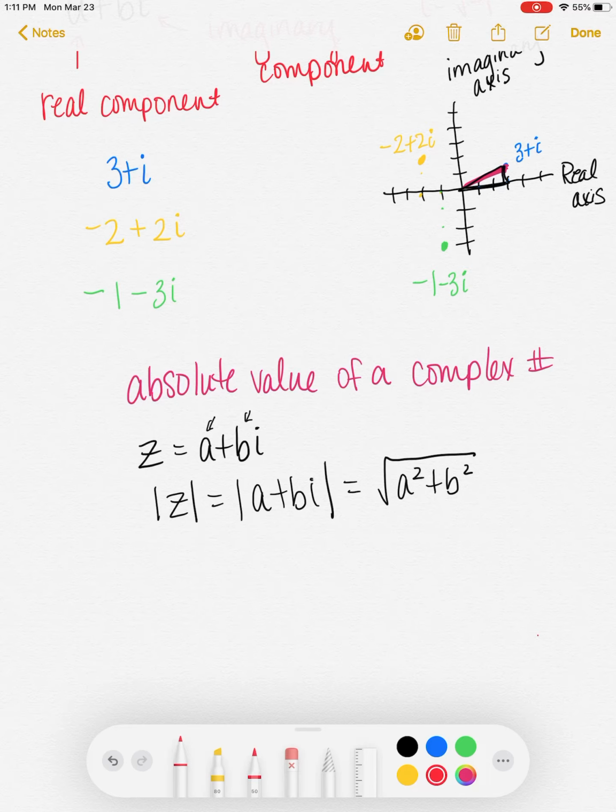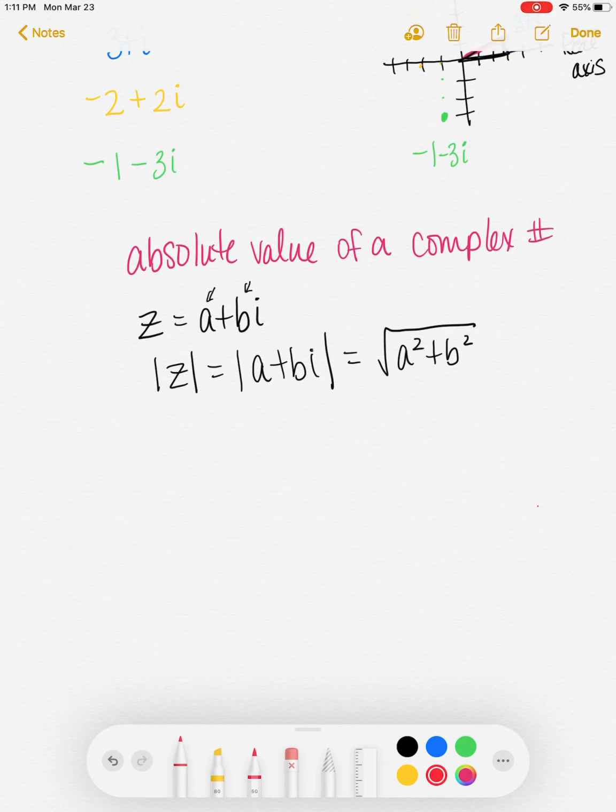All right, let's do an example. Let's say our z, our complex number, is 4 minus 3i. I want to know how far this is from 0, or the absolute value.